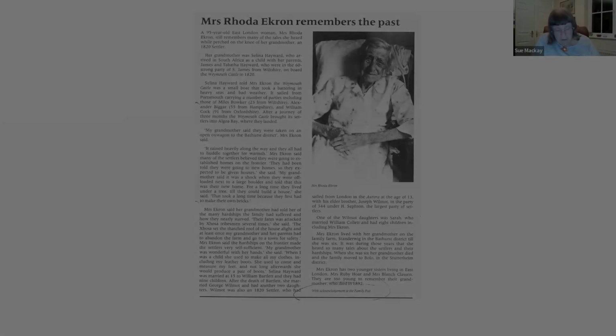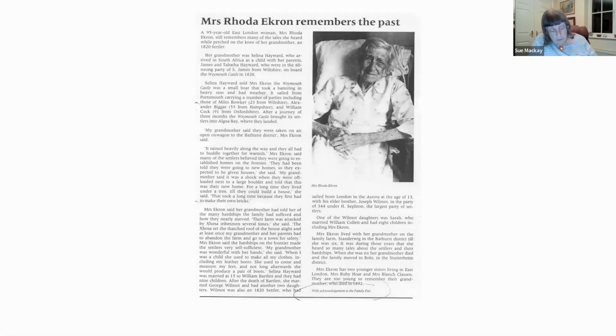Now, many of the settlers had their expectations about life in the new colony dashed upon arrival. I'm very lucky that in 1983, an article appeared in the Eastern Cape Evening Post with the reminiscences of a then 95-year-old East London woman, Rhoda Ekron, who was a granddaughter of Selina Hayward, my 3 times great-grandmother, who arrived with James's party as a young girl. Mrs. Ekron could remember sitting on her grandmother's knee and listening to her accounts on the journey from England.